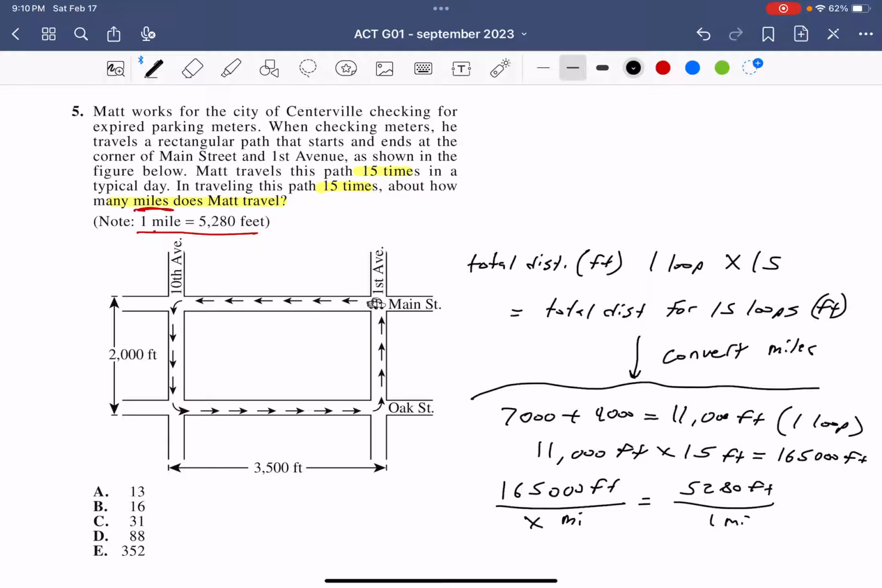Then we can solve this using cross multiplication. So we're going to multiply those two together, and then these two together, and then set each product from that multiplication equal to each other. So 165,000 times 1 is just 165,000. That does not change. And that's equal to 5,280 times x. So to solve for x at this point, we're going to divide both sides by 5,280.